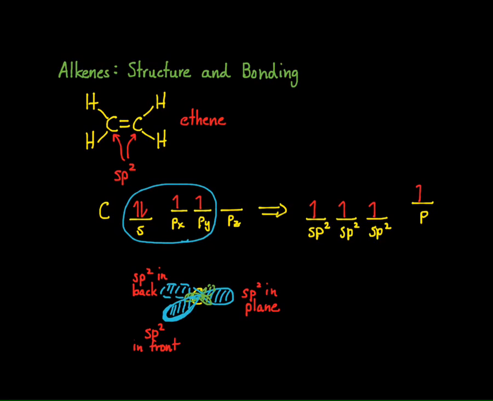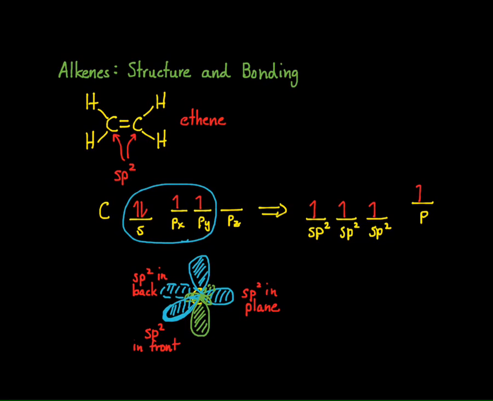So now we have the three sp2 orbitals. One's in the plane, one is coming out at me, and one is going back. And the bond angle between all three of them is 120 degrees. But we have a p orbital that's left over. And that p orbital is going to be perpendicular to the three sp2 orbitals. So now we're getting an atomic representation of one of the carbons in ethene.